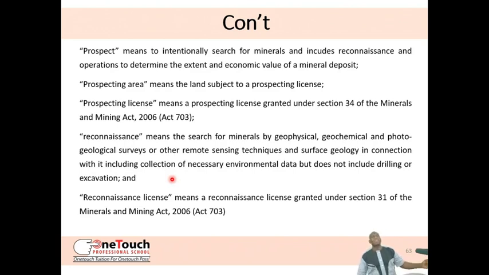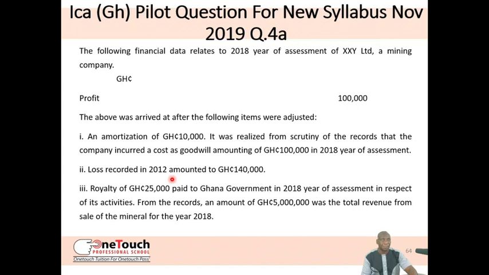The reconnaissance license means a reconnaissance license granted under Section 31 of the Minerals and Mining Act of 2006 at 703. So that brings us to the end, and now let's look at some past questions. We are looking at, first of all, the ICA pilot question for the new syllabus. There was this question, November 2019, question 4A.